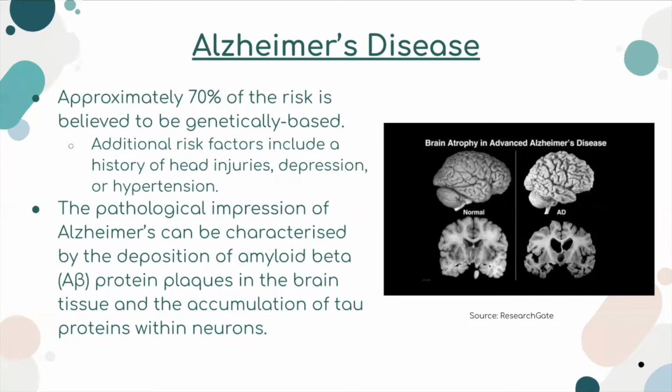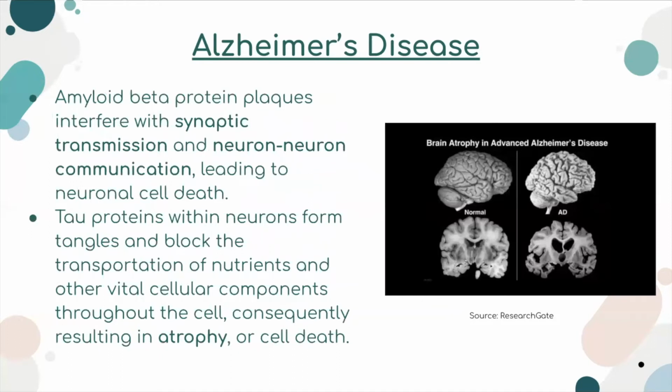The pathology of Alzheimer's disease includes an enzymatic impression. The deposition of amyloid beta protein plaques and an accumulation of tau proteins within neurons characterize the pathogenesis of Alzheimer's disease. These amyloid beta protein plaques are problematic as they disrupt synaptic transmission and neuron-to-neuron communication, which ultimately results in neuronal death. Tau proteins that accumulate within neurons form tangles and work to inhibit the transportation of nutrients and other vital cellular components within the cells. This too results in cell death in the form of atrophy.